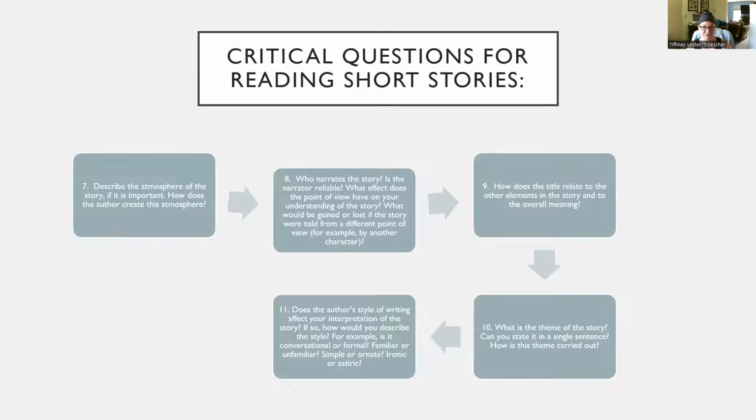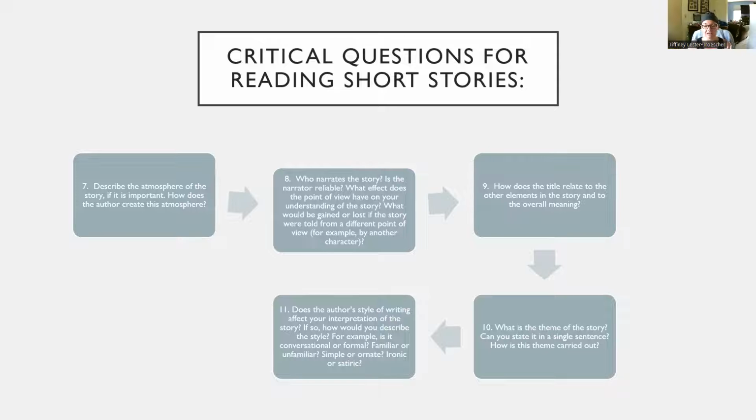Who narrates the story? Is it a reliable narrator? Can we trust them? Would the story come off differently, or would the theme be altered or maybe buried if we had a different point of view in our narrator? How does the title relate to the other elements of the story? Don't forget about the title. The title is important. Sometimes it can be a clue, right?